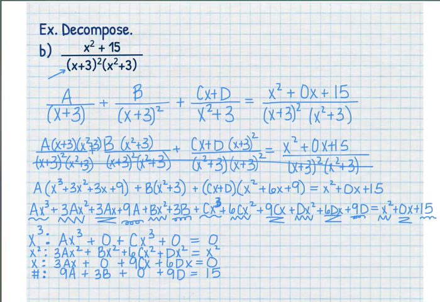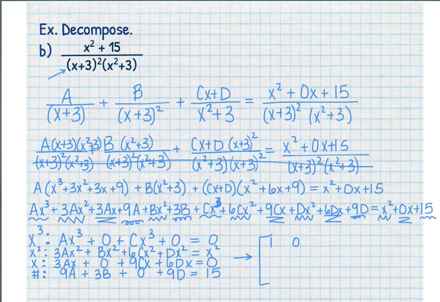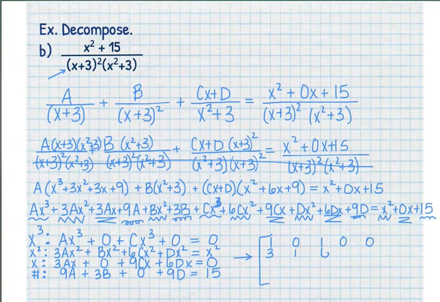All right, so then we're going to make an augmented matrix out of this. So for my x cubed, my coefficient on a is 1, then we have a 0. My coefficient on c is 1, then we have a 0, and then that's equal to 0. In my x squared line, my coefficient on a is 3, my coefficient on b is 1, my coefficient on c is 6, my coefficient on d is 1, and my coefficient on x squared is 1.